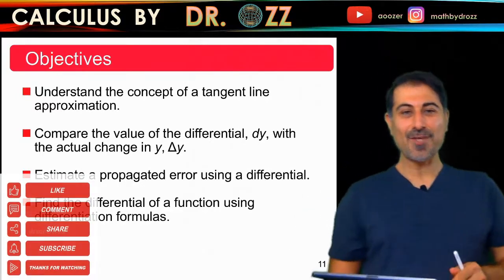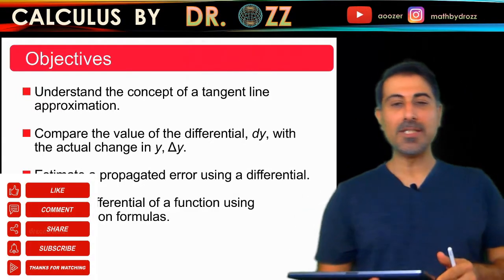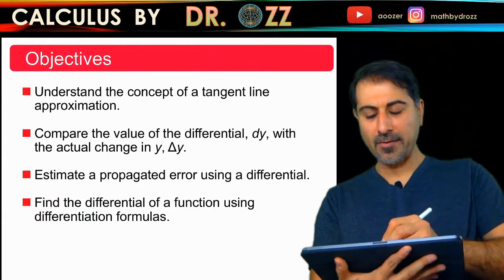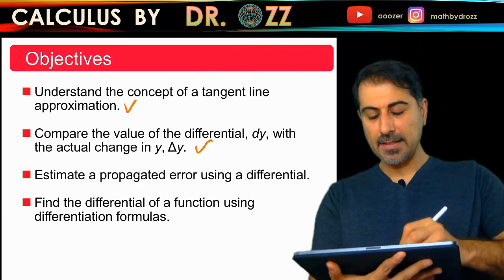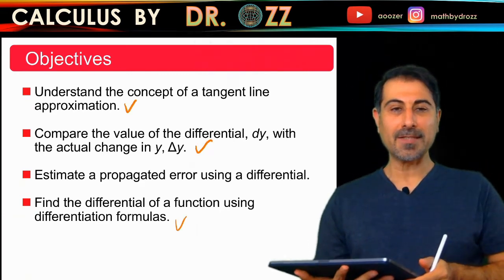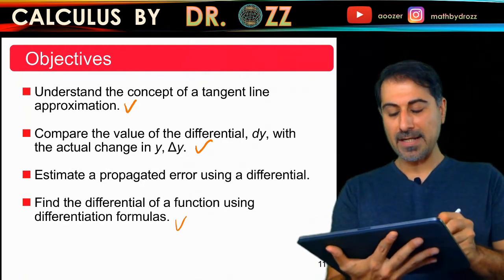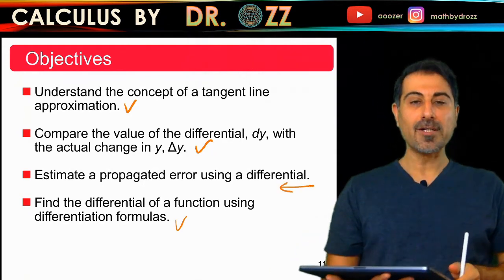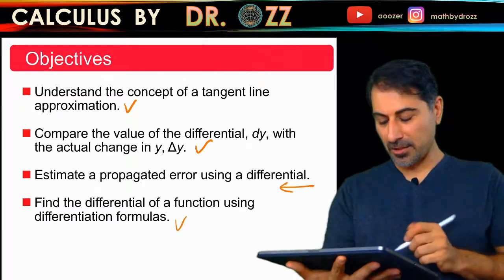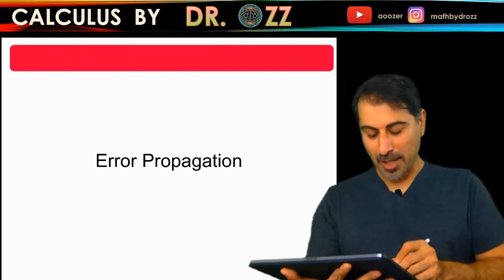All right, if you have watched the first two videos, you will realize that we're done with the first, second, and the fourth learning objectives. Now we're going to cover the last learning objective, estimating a propagated error using a differential. All right, let's talk about error propagation.